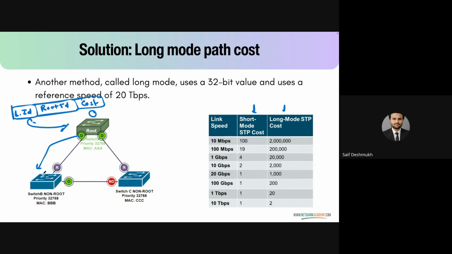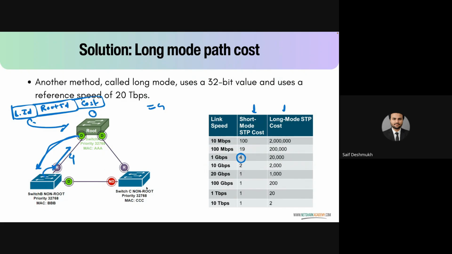Switch B has to calculate the local interface cost for the interface on which it is receiving a BPDU. If it is, let's assume, a gigabit interface, then it's going to be 4. 4 plus 0 is going to be 4 if we go from here.